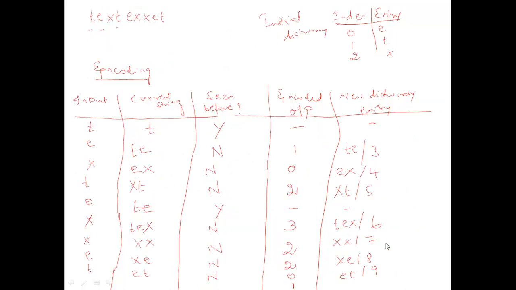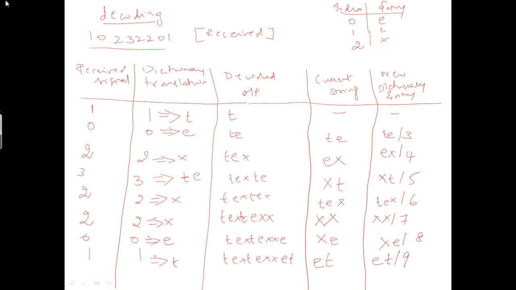Okay. So the message you are trying to transmit is TEXT EXXET on the transmitter side, which is encoded and transmitted as the message 10232201. The receiver is receiving the message 10232201, and the decoded output finally you can see is the same thing, TEXT EXXET. Okay, so this is the LZW algorithm for text compression.